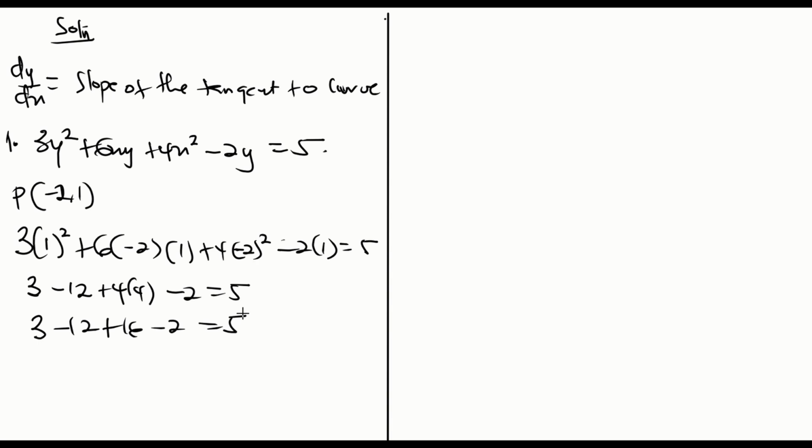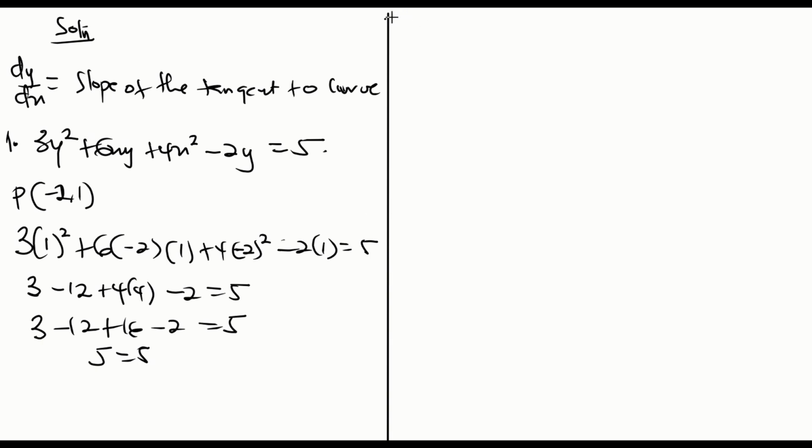So we have 3 minus 12 plus 16 minus 2, and definitely this is going to give us 5, which is equal to 5. And this has fully verified that the point given, (-2, 1), lies on the curve. Then we now proceed to find the derivative of the function.